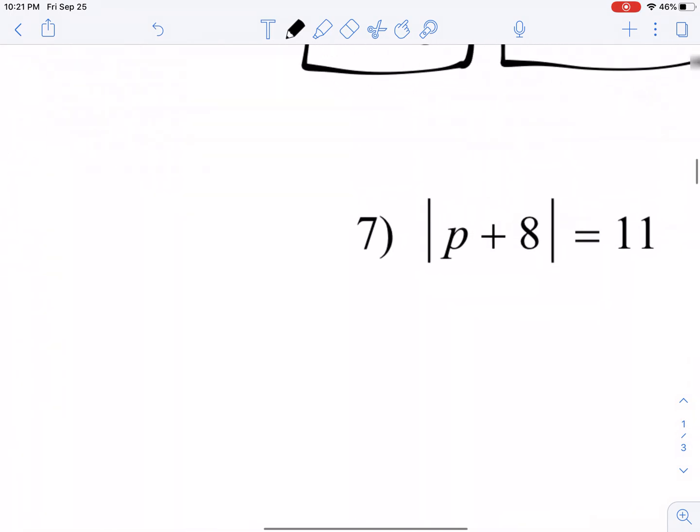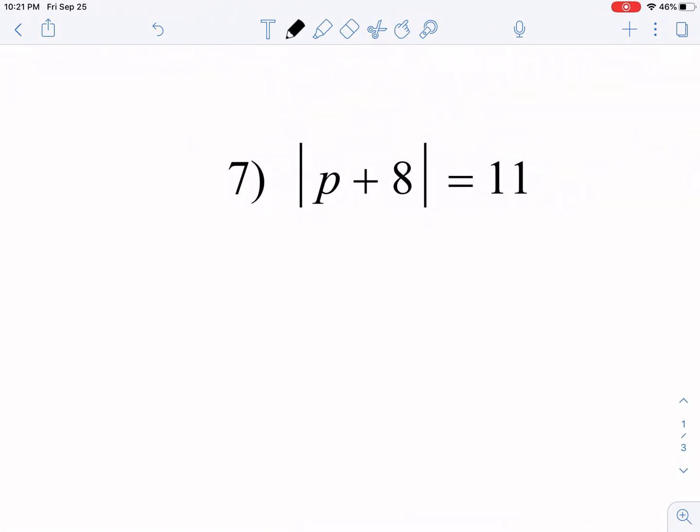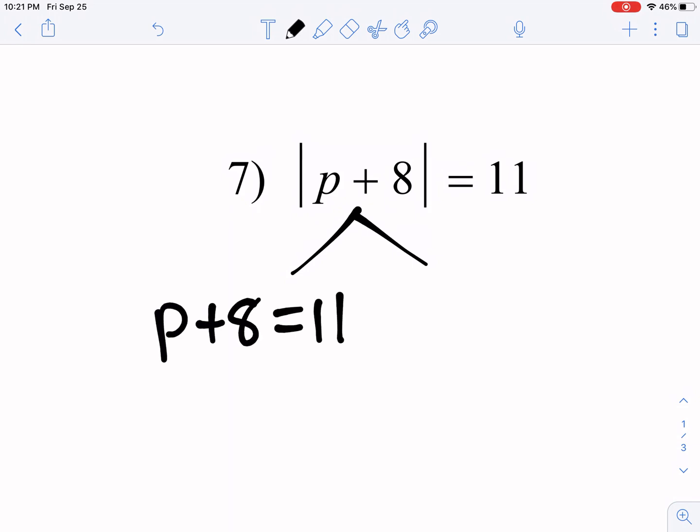Okay? Number 7 here, okay? First step, get the absolute value by itself. Is this guy by himself on this side? Yes. So what do we have to do next? Skip number 2 for now. Step number 3, set the inside expression p plus 8 equal to the positive 11 and set it equal to the negative 11. Okay. Step number 4, this is where the solving equations makes sense now. We solve both of these one-step equations. Well, how do I solve these one-step equations? What do I need to move?